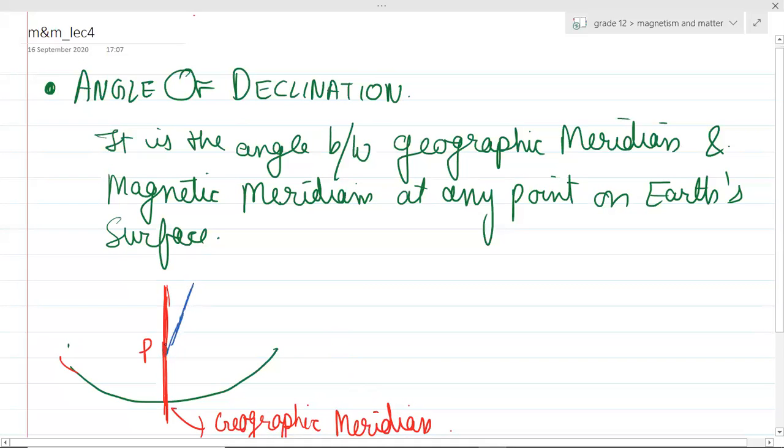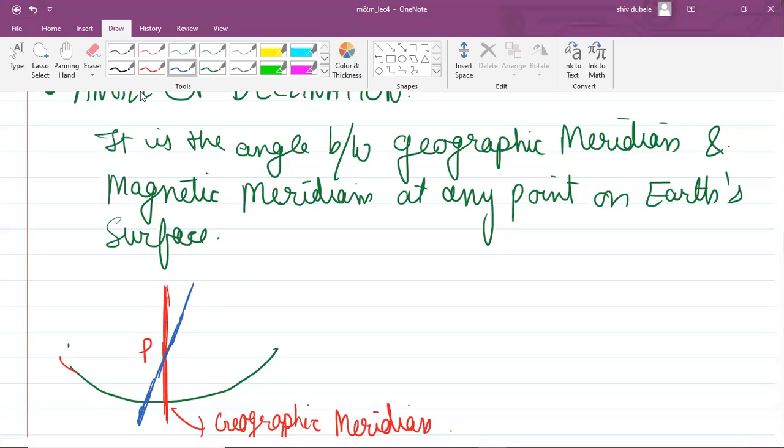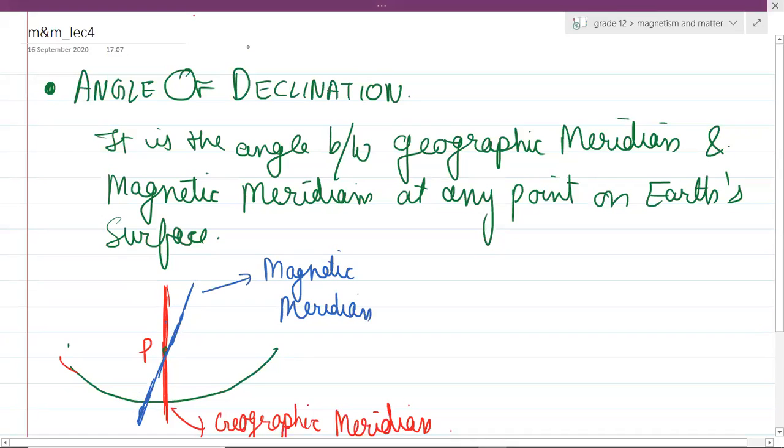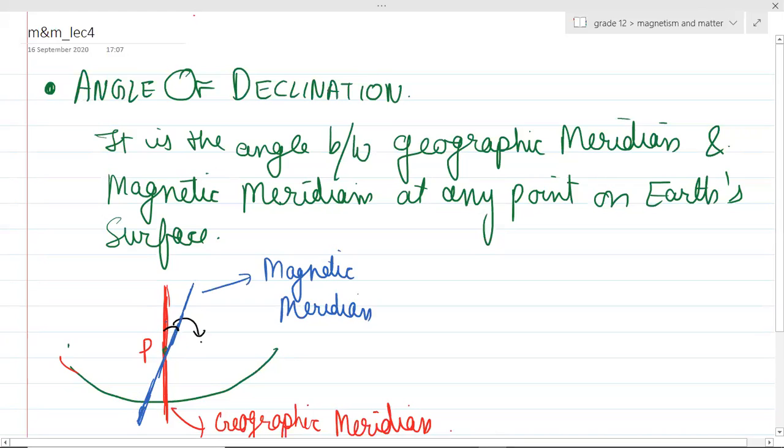And at this particular point, this is another plane which is passing through. On this plane, what will be lying? The magnetic north and the magnetic south, right? So basically, this angle between both of them is the magnetic meridian. So this angle between both of them is called the angle of declination, right?